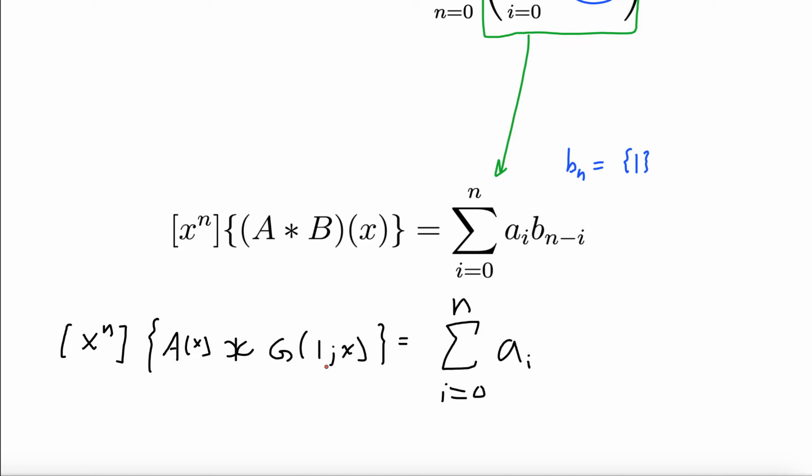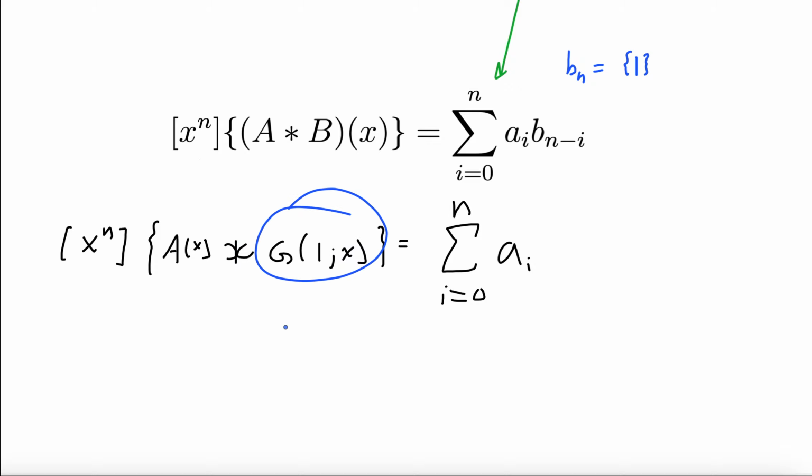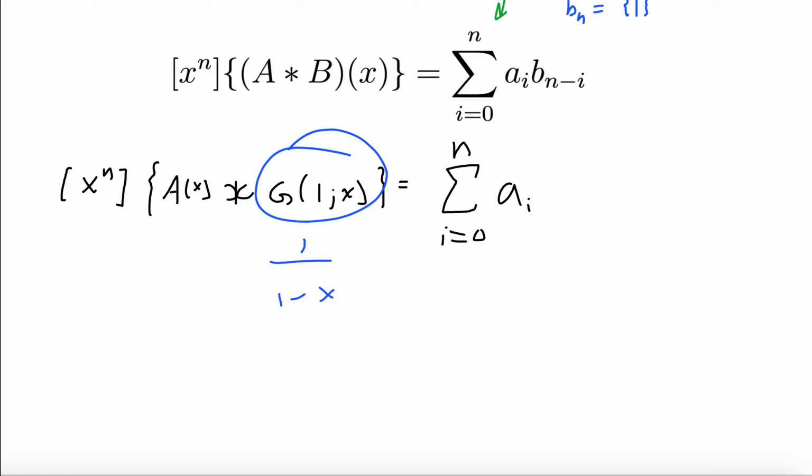But what do we know about the 1 sequence? What generating function encodes the 1 sequence? Well, it's the geometric series, 1 over 1 minus x. So I'm going to write this 1 over 1 minus x. And so what you really get is an interesting result.